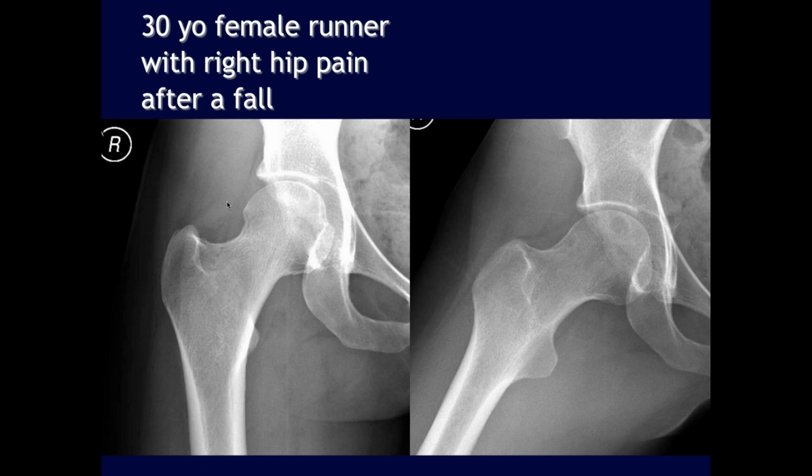Ashley, what do you think of this case? 30-year-old female runner with right hip pain after a fall. Looking at this, I think there's some irregularity near the greater trochanter on that first image. Yeah, there's some lucency right there. Yeah, I'd be worried about an avulsion fracture, possibly.